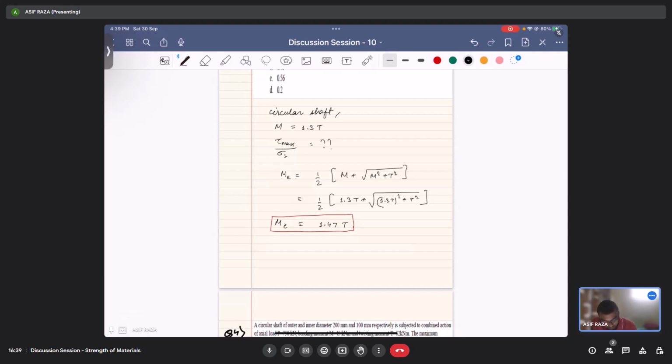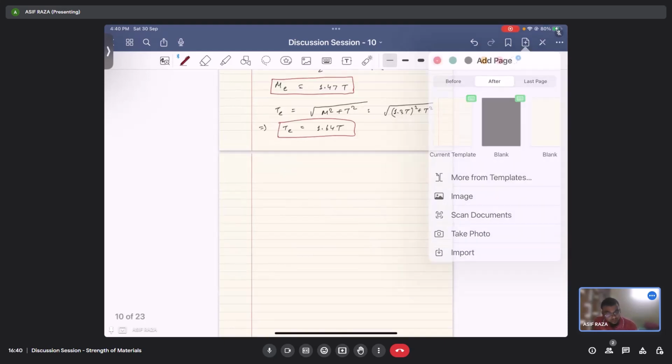Now next thing is equivalent torque, that is equal to square root of M square plus T square, and that is equal to square root of (1.3 T) whole square plus T square. This is equal to 1.64 T.